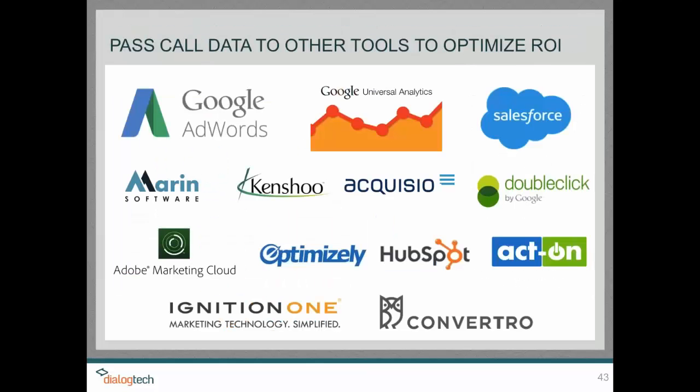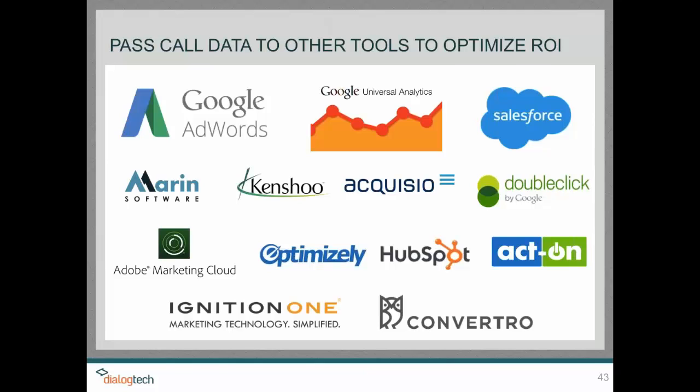So another thing you should do is pass all this call attribution and analytics data directly into the other platforms you use in order to optimize ROI. So AdWords or Universal Analytics, for example, are very popular. You can use technologies like DialogTech to pass that call attribution data directly into those platforms, so you can see the data side by side with your web data.